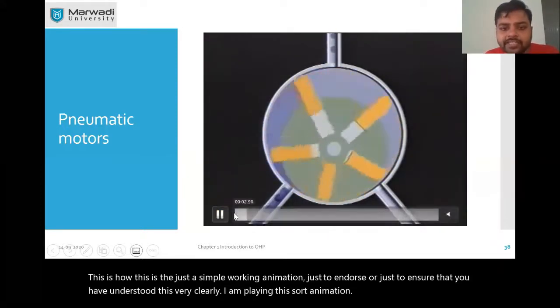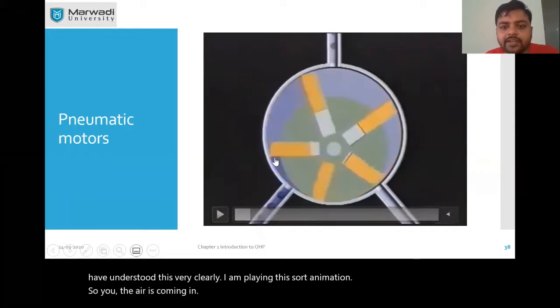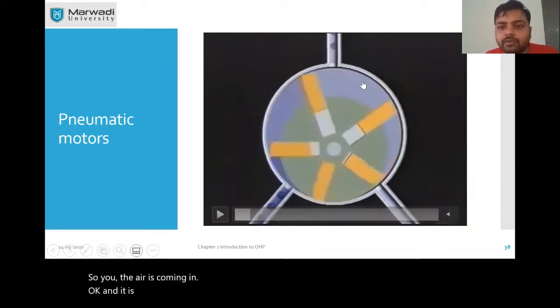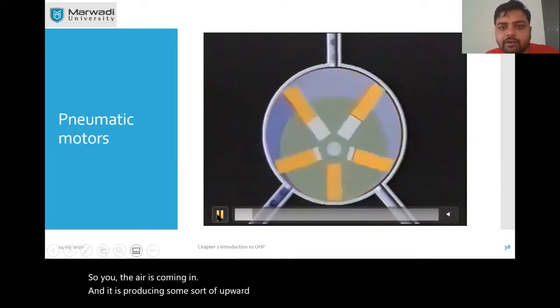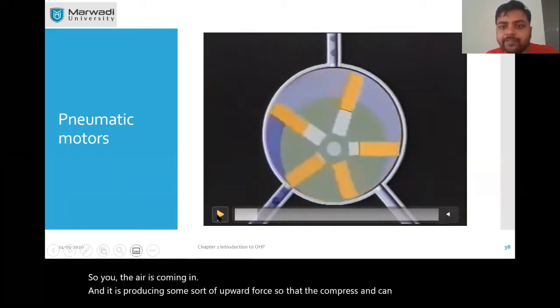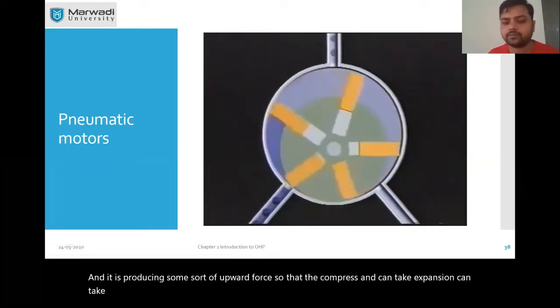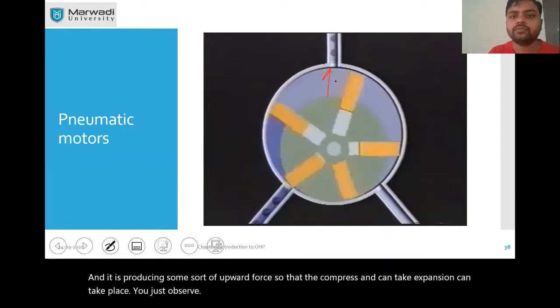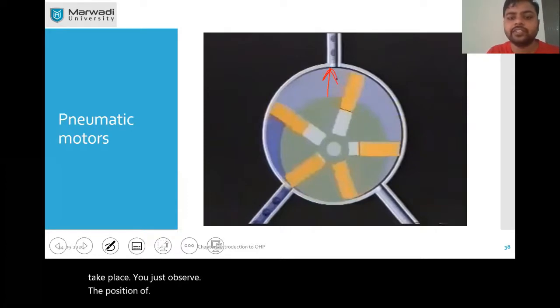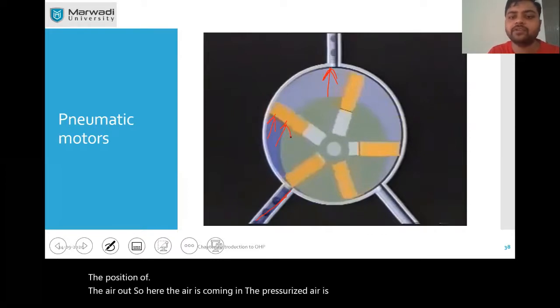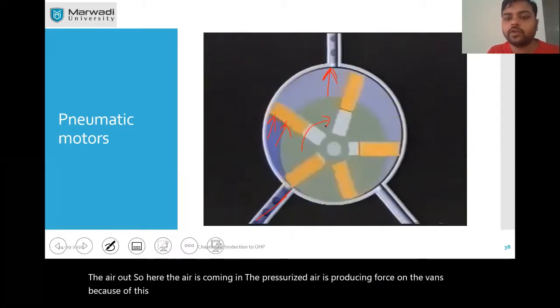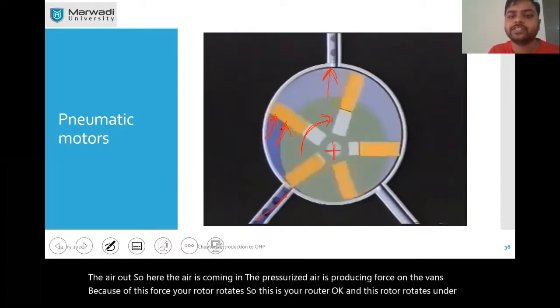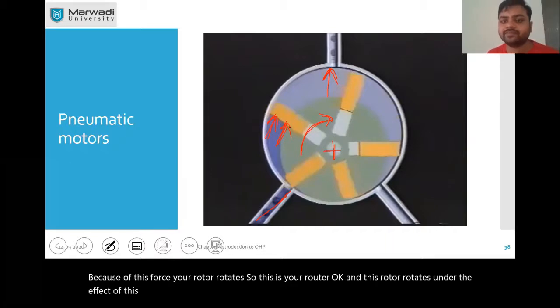So you see the air is coming in, and it is producing some sort of upward force, so that the expansion can take place. You just observe the position of the air out. So here the air is coming in, the pressurized air is producing force on the vanes. Because of this force, your rotor rotates. So this is your rotor, and this rotor rotates under the effect of this pressure difference acting across the vanes.